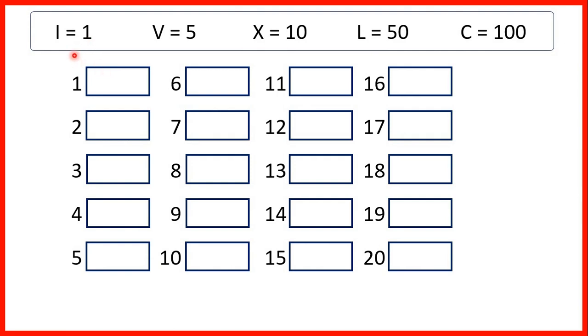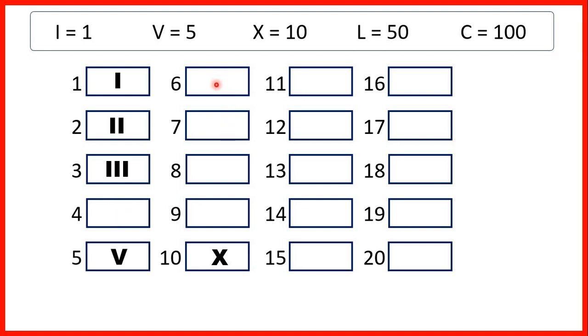So we know that I is 1, V is 5, and X is 10. So let's see how we can make other numbers by combining these letters. For 2, what they did was just write I 2 times. For 3, they wrote I 3 times. But then for 4, they did something a bit different. So we'll come back to that in a moment.